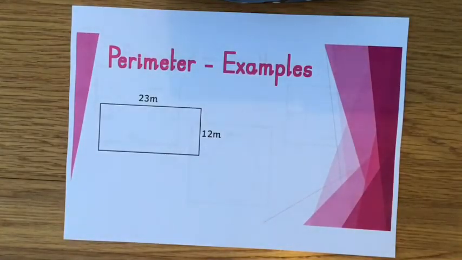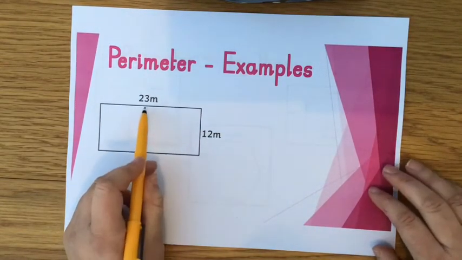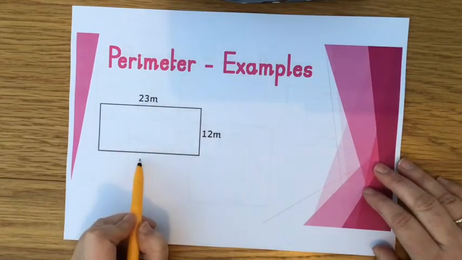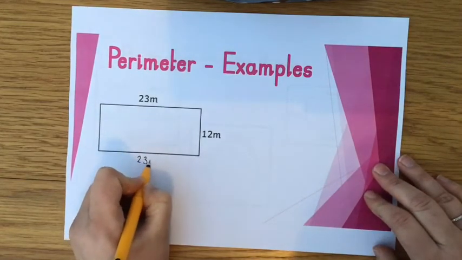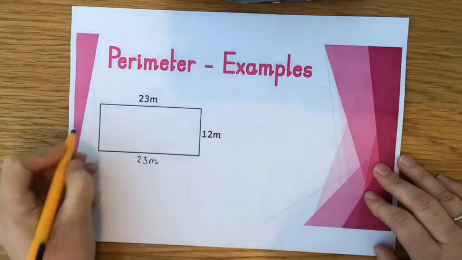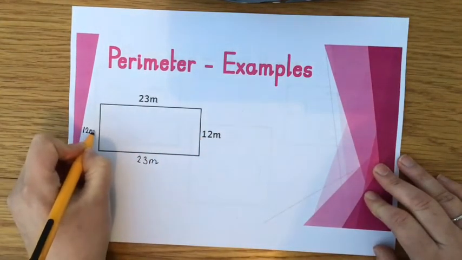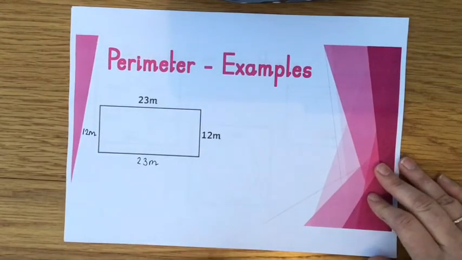On this example, I don't have all the measurements given to me. Now, if you remember what I said about rectangles, hopefully that will help you to work this out. I said that opposite sides were the same. So the opposite side to this is below down here. So if this is 23 metres, this side is going to be 23 metres. Similarly, if this side is 12 metres, this side is going to be 12 metres. Now you can add them up to get the perimeter.